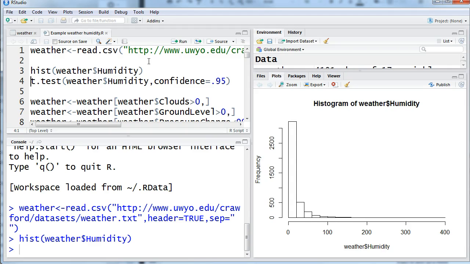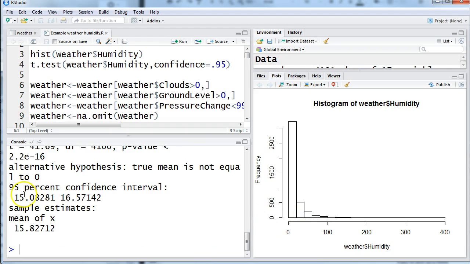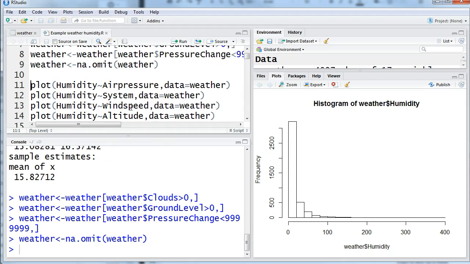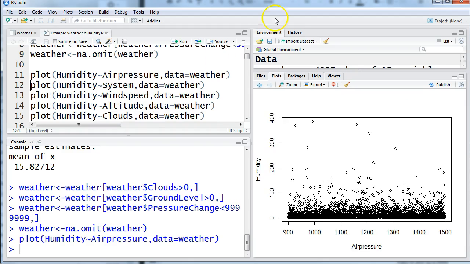There's a histogram. It looks like humidity is mostly low, in the 0 to 50, certainly 0 to 100 range. And if I had to predict the mean, I would say I'm 95% confident it's between 15 and 16.5, which is pretty low humidity. These are the fixes that we did when we looked at temperature, so I know I'm going to need them. Let's look at the relationship with humidity.